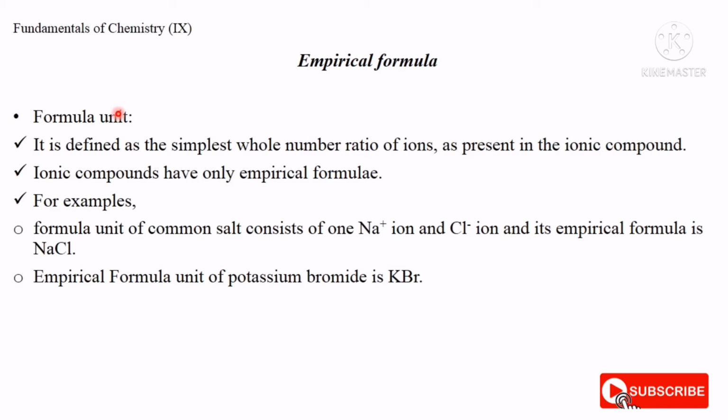What is a formula unit? In the case of ionic compounds, we always use the formula unit. It is defined as the simplest whole number ratio of ions present in the ionic compound. Ionic compounds have only empirical formula. There is no molecular formula. Ionic compounds always have the empirical formula or formula unit.